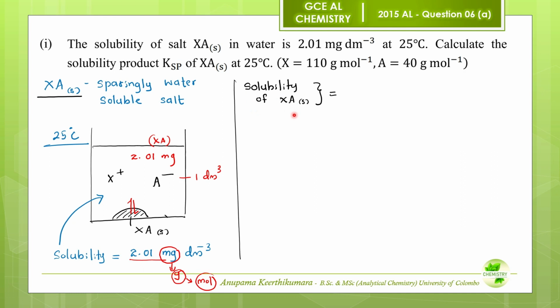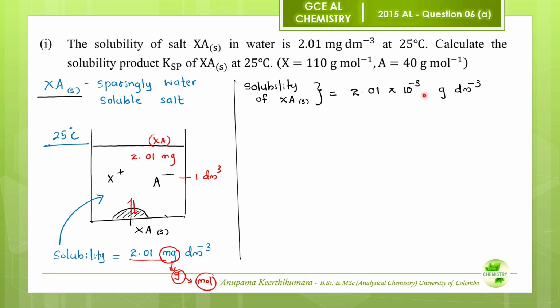Solubility of XA is 2.01 milligrams per cubic decimeter. First we will convert milligrams into grams. Therefore we can write 2.01 divided by 1000, or 2.01 times 10 to the power negative 3 grams per cubic decimeter. Here we have converted the mass from milligrams into grams. This indicates 2.01 times 10 to the power negative 3 grams of XA is dissolved in 1 cubic decimeter of solution.